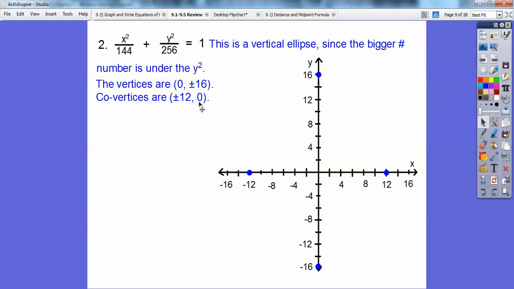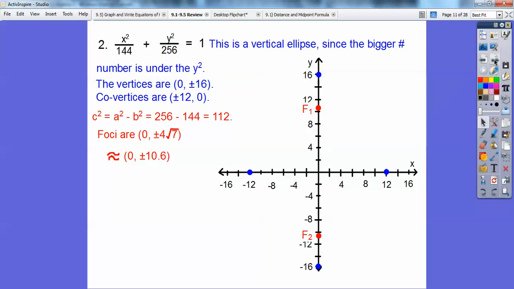Now we need to get the focus points. Since ellipses have plus signs, your c squared formula has a minus sign. Remember, a squared is your bigger number, so 256 minus 144 is c squared. Since this is vertical, my focus points are going to be on the y-axis: 0, comma, plus or minus the square root of 112. I'm going to assume that you know how to simplify 112 to get 4 root 7.